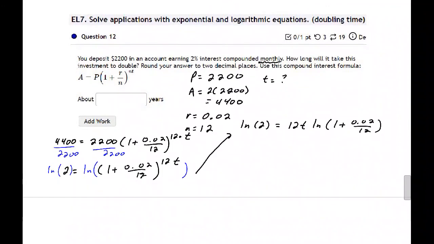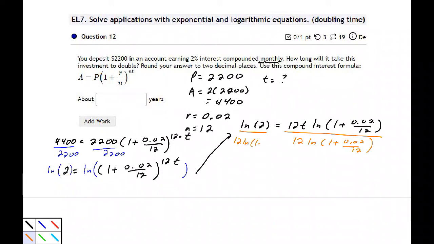Now this is a messy looking answer, but I can solve for t very quickly by dividing both sides of this equation by this quantity, 12 ln parentheses 1 plus 0.02 over 12, close parentheses, on both sides. So this results in t is equal to, big fraction here, my numerator is ln of 2, my denominator is 12 ln parentheses 1 plus 0.02 over 12, close parentheses. Now that is my exact form. My exact answer is that.